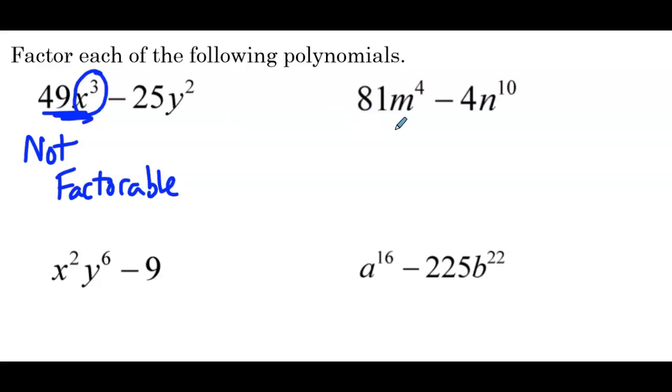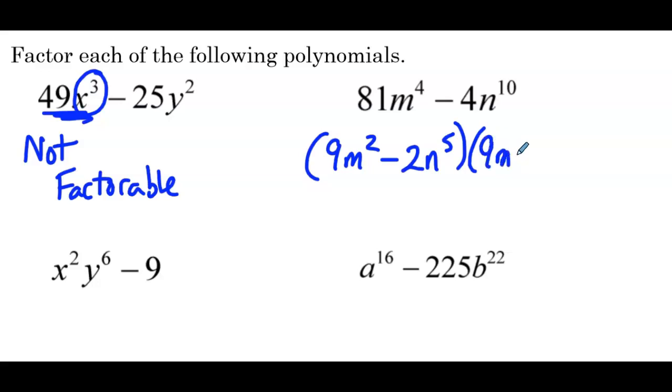Next up, 81m to the fourth minus 4n to the 10th. Okay, so now our exponents are changing. So m to the fourth is a perfect square, and so is 81, so the first term's good. 4 is a perfect square, n to the 10th is a perfect square, so we're good, and we're taking the difference. So the square root of the first term is going to be 9m squared, and then minus the square root of 4n to the 10th, which is 2n to the 5th. So then our other factor is the conjugate, 9m squared plus 2n to the 5th.